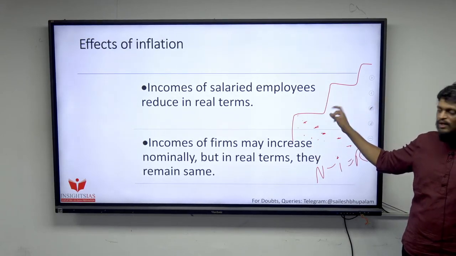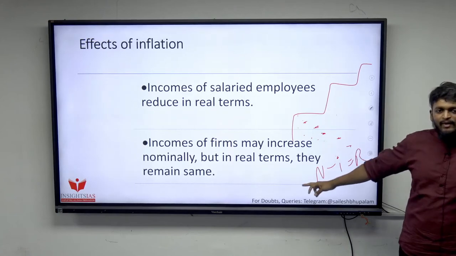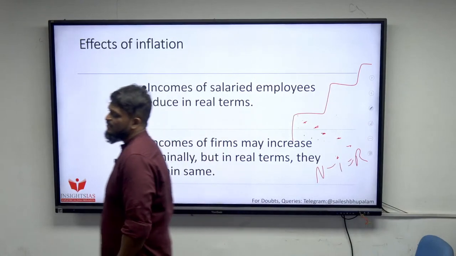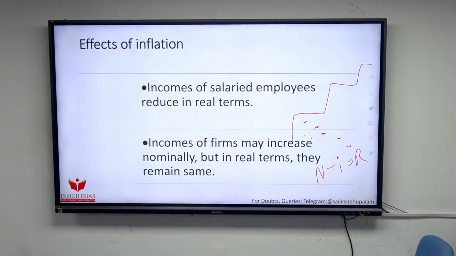So this is what we are saying, because salary remains constant. But what do firms or companies do as inflation increases? They will immediately increase the price of their products, because they have the freedom to increase the price of the product. As they increase the price of the product, their nominal incomes increase.